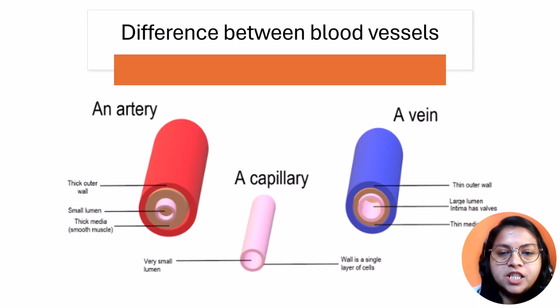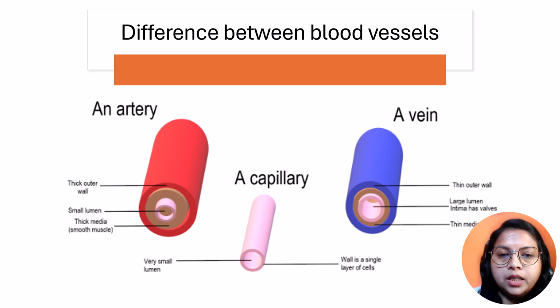Talking about the difference between these blood vessels, arteries carry blood away from the heart and have thick muscular and elastic walls to withstand high pressure. Their lumen is narrow and they do not contain valves. Most arteries transport oxygen-rich blood, except the pulmonary artery and umbilical artery, which carry deoxygenated blood to the lungs.